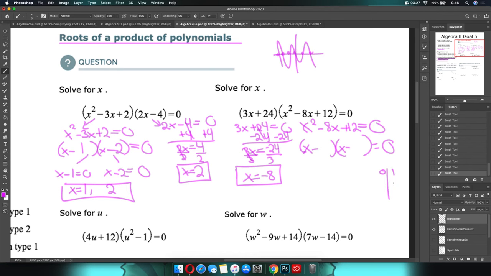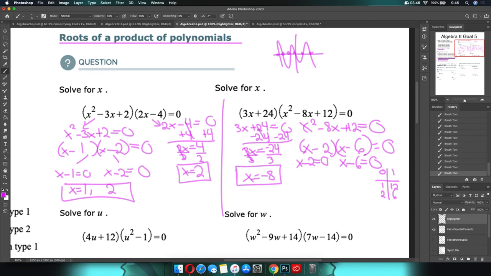Let's see here. Outside and inside. We have 1 and 12. That's 13. We have 2 and 6, and that's 8. So we have 2 and 6. All right. Set those up. And what do we have? We have x minus 2 equals 0. x minus 6 equals 0.